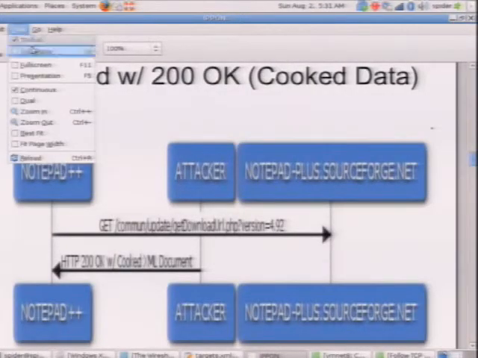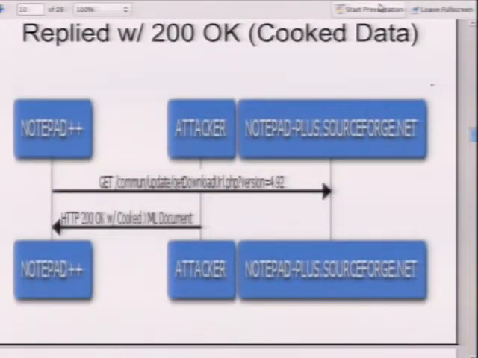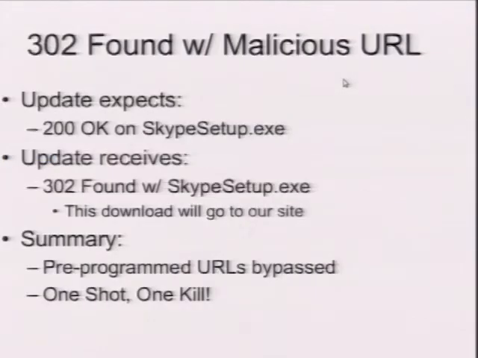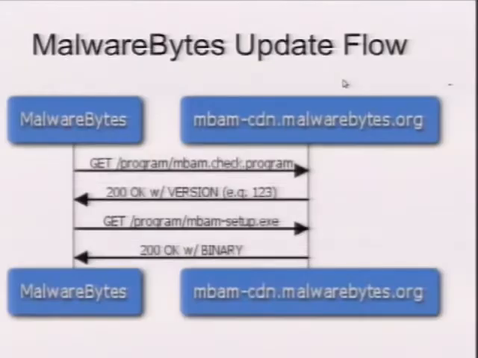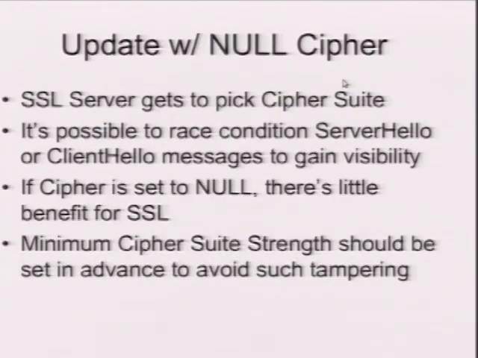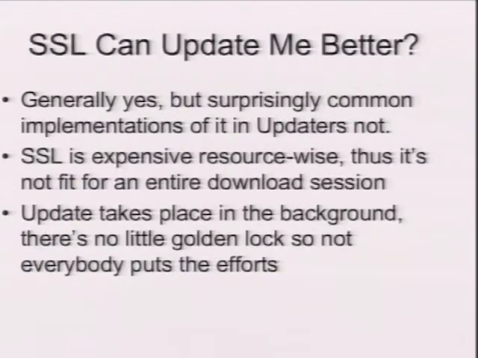Okay, so let's continue with the presentation and talk about the most obvious obstacle that most people think of when they hear about HTTP: what about SSL? Well, yeah, SSL can protect the update better, but there are a couple of drawbacks when using SSL. First of all, it's quite expensive for resources. You cannot use SSL to transfer gigs of downloads. And then again, most of the update applications don't actually show you the entire look. You don't see the golden lock.